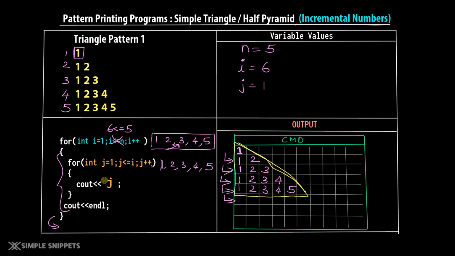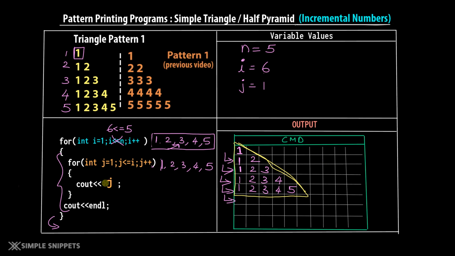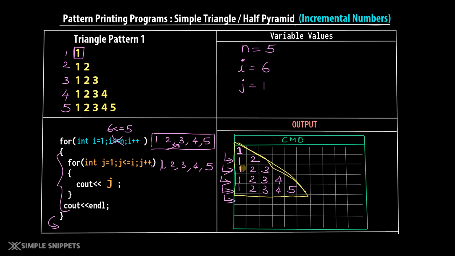Now if you've seen previous tutorials, over here we were printing i and that was giving us the other type which you can see on the screen. But when you print j, which is the inner iterator value, you're getting this pattern. So just by changing one element and keeping everything else the same, you can see the output has changed in terms of what is printed. The pattern is still a half pyramid triangle, but what is printed inside has changed, right?